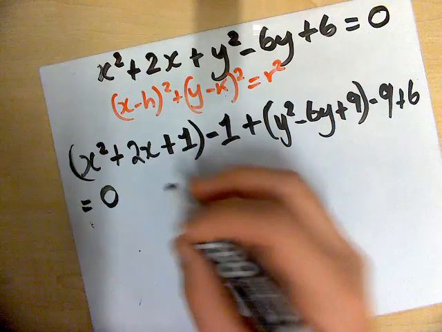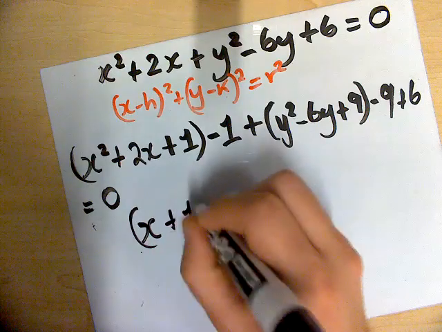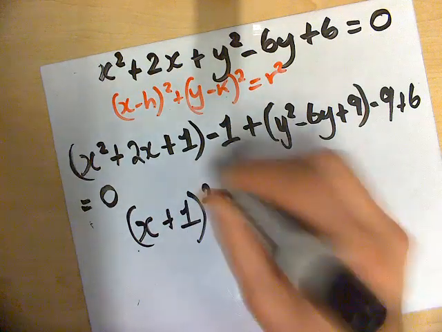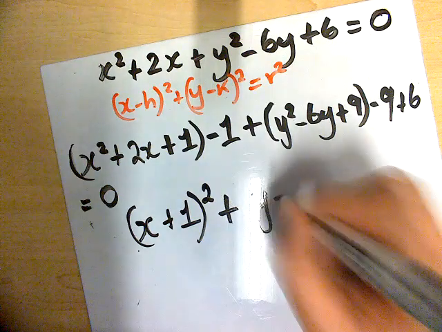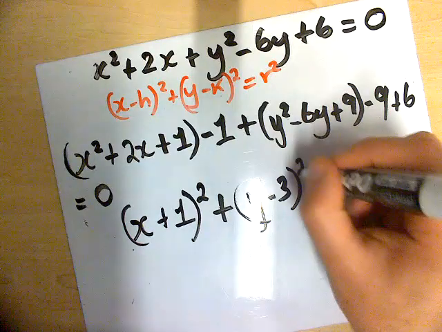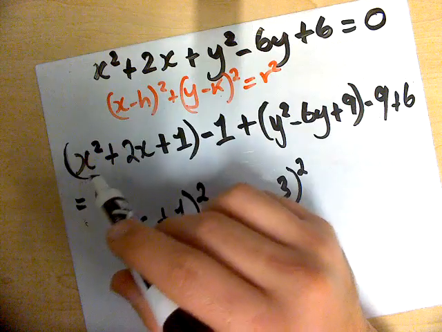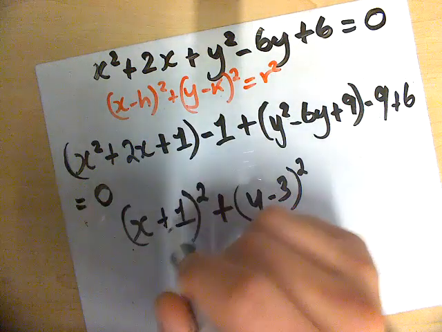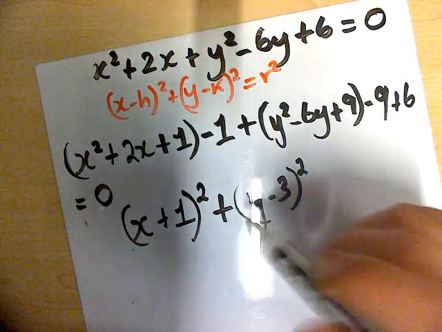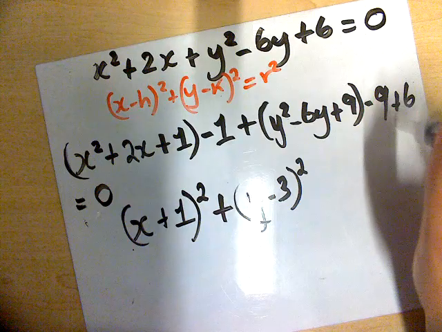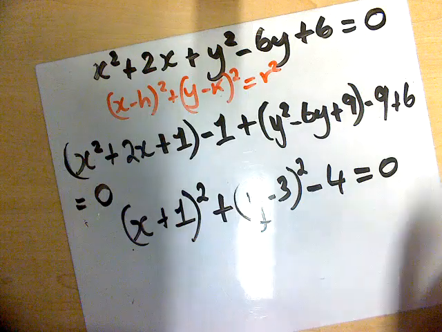This can be rewritten as our perfect square, which will be x plus 1 squared. This can be written as a perfect square as well now. So we can go y minus 3 squared. Now all I've done is said what will add together to make 2 and multiply to get 1, and that's positive 1. Add together to get negative 6, but multiply to get 9, and that's negative 3. And now I'm going to collect these like terms. So I have negative 9 plus 6 makes negative 3, negative 4 equals 0.